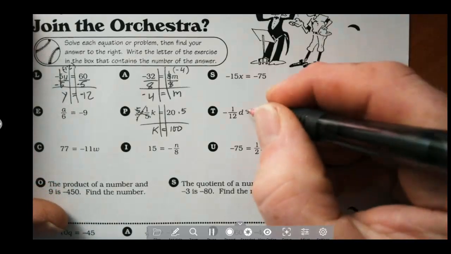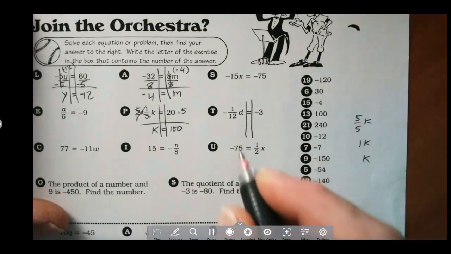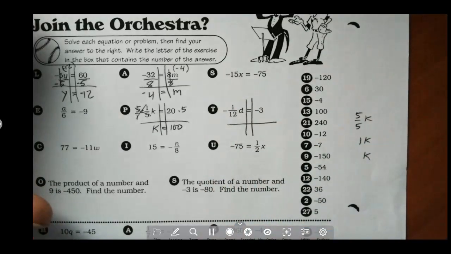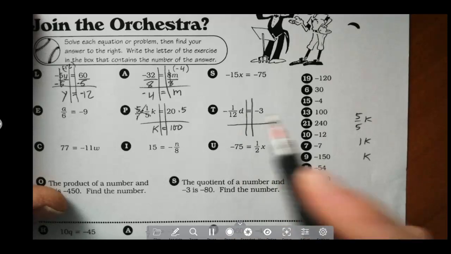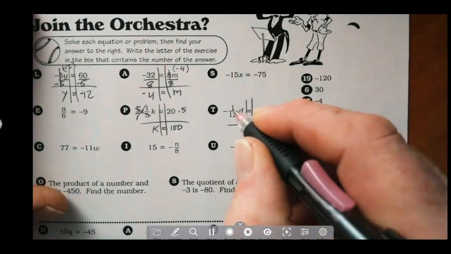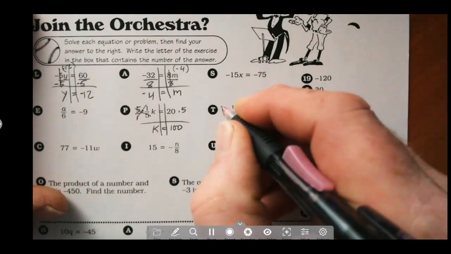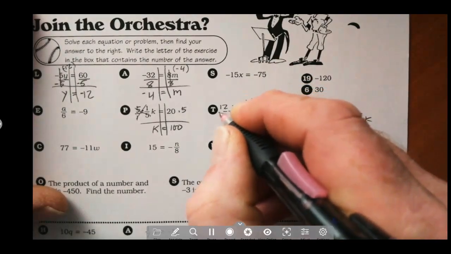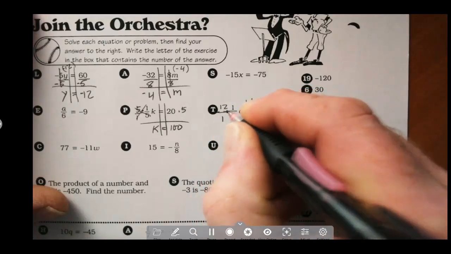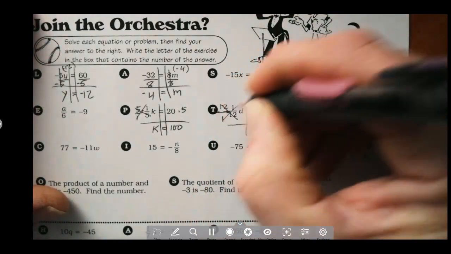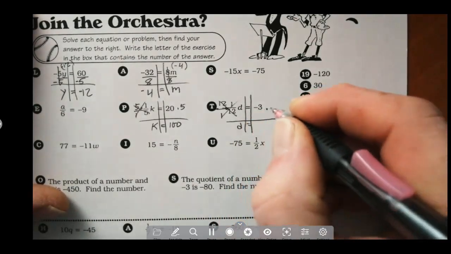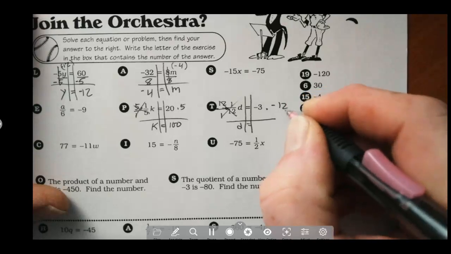Should we try one here with a negative? Why not? And these are all one-steppers. You have to have those railroad tracks, and that's showing that you're balancing equations on both sides. So in this case here, we have a negative 1/12. So we're going to multiply this by a 12 over 1, and we're going to make it negative. Okay, the 12s and the 1s will cross out. We're left with d. But over on this side, we also got to multiply by a negative 12.